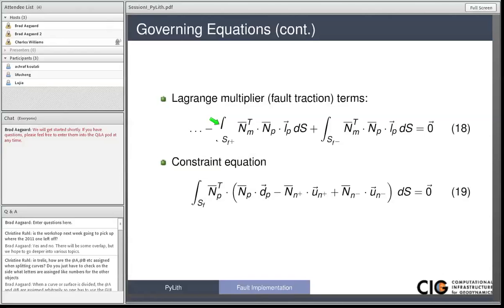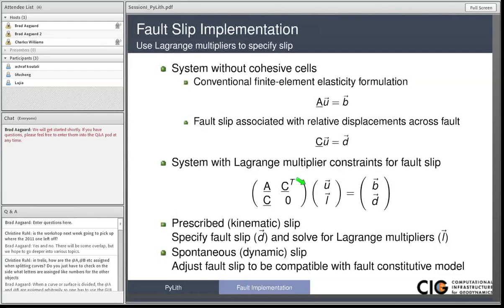So we have basis functions dotted with each other, dotted in with the Lagrange multiplier. We also have our constraint conditions with our basis functions dotted in with the slip and dotted in with our displacement field. In the case without a fault, we have AU equals B. When we add in the fault, we have an additional constraint equation, CU equals D. That's our relative displacement equals the fault slip.